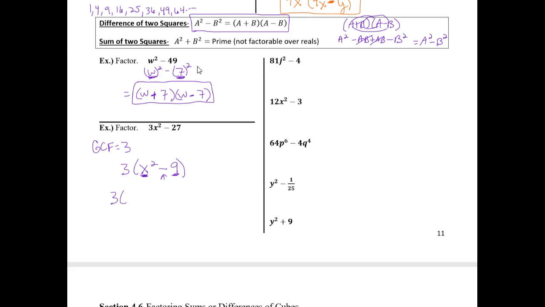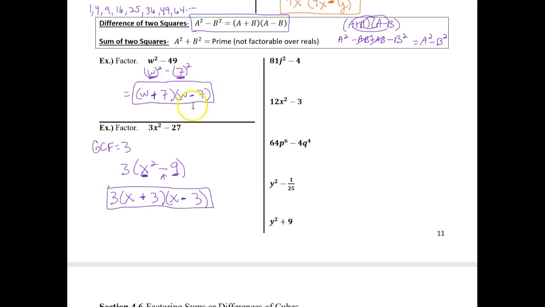So I know I'm going to go into my two parentheses here, and I say what times what would give me x squared? X times x would give me x squared. They're going to be conjugates, so one's going to be positive and one's going to be negative. And then what squared would give me 9? 3 times 3 would give me 9. And so there you go.